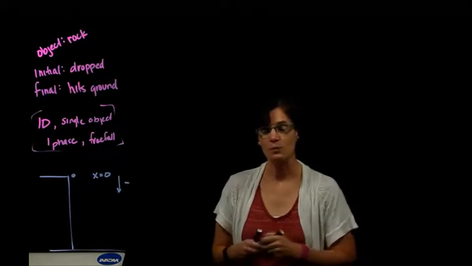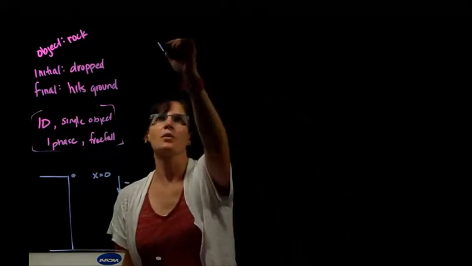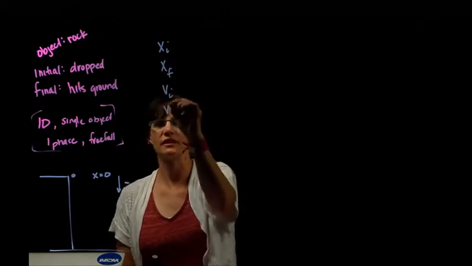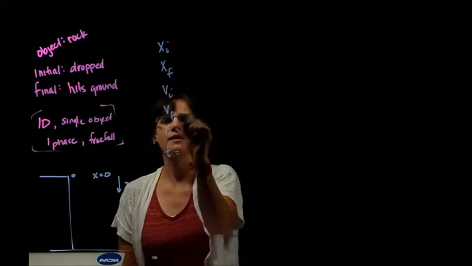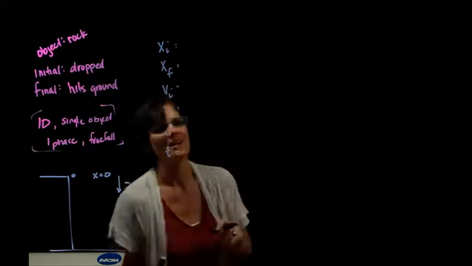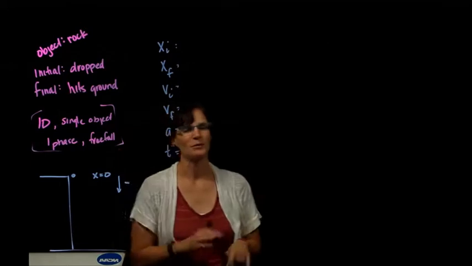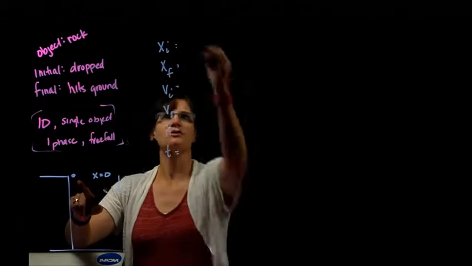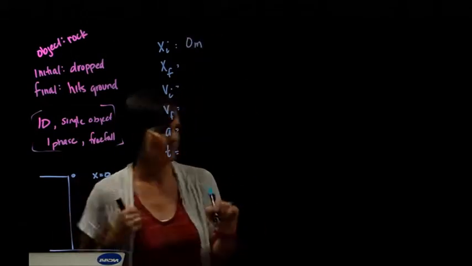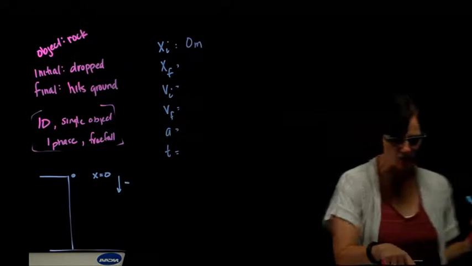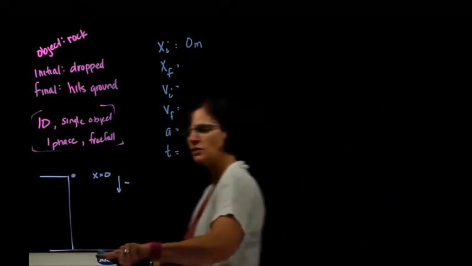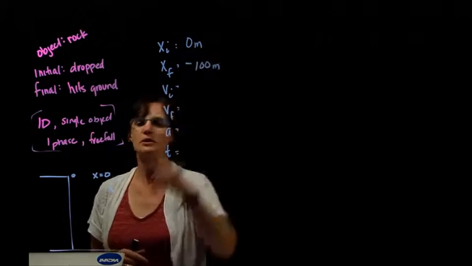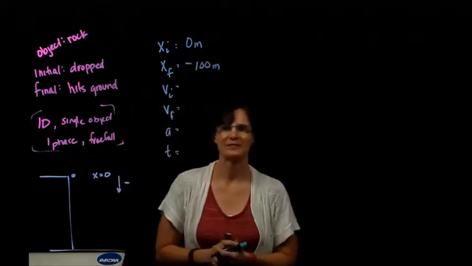All right, so what are our knowns, unknowns, and now implied? We have an initial and final position, initial and final velocity, acceleration, and time. And writing this list every time allows me to know what you are able to pull from the problem. We've set our origin at the location of the rock when it's dropped. So it starts at 0 meters. It says that the building is 100 meters tall. So this position then becomes negative 100 meters. It's below the origin, so it's going to have a negative value.